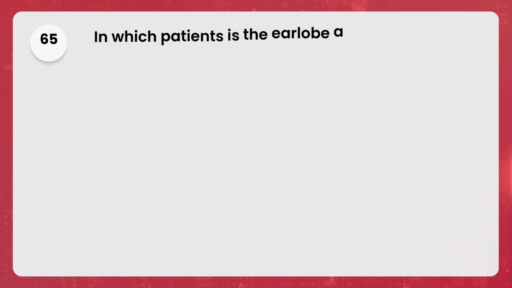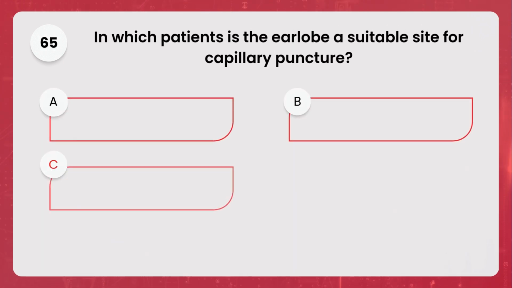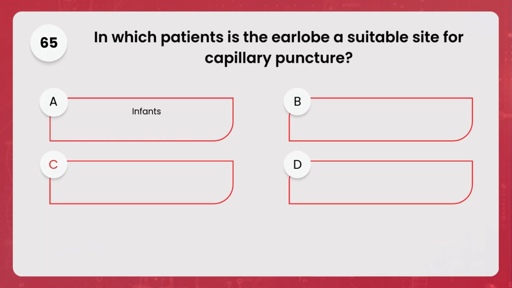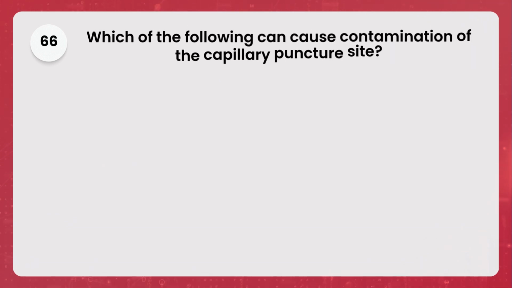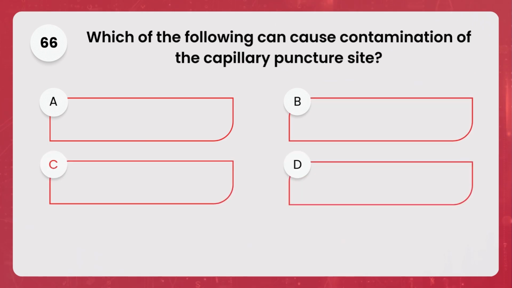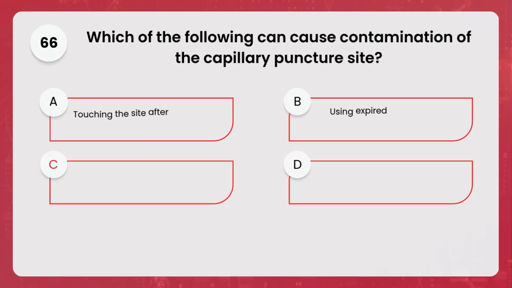Number 65. In which patients is the earlobe a suitable site for capillary puncture? A. Infants, B. Adults, C. Elderly, or D. Teenagers? The answer is B. Adults.